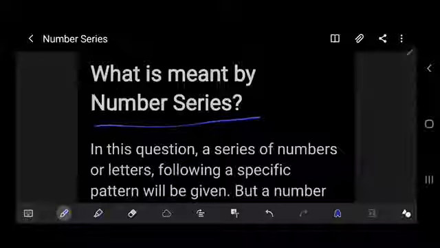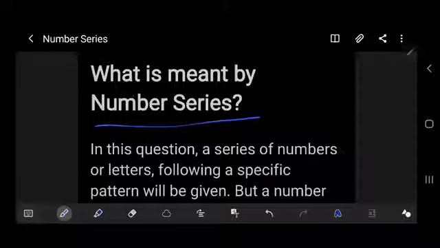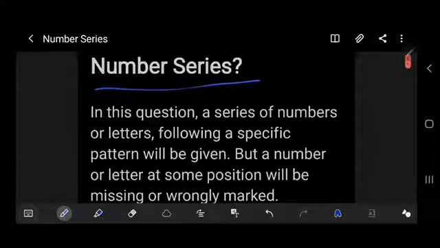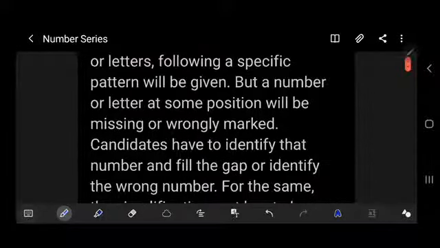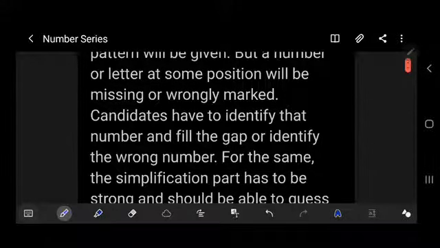This is a very important portion for reasoning, so we'll start in this video. In this question, a series of numbers or letters following a specific pattern will be given, but a number or letter at some position will be missing or wrongly marked. The candidate has to identify that number and fill the gap, or identify the wrong number.